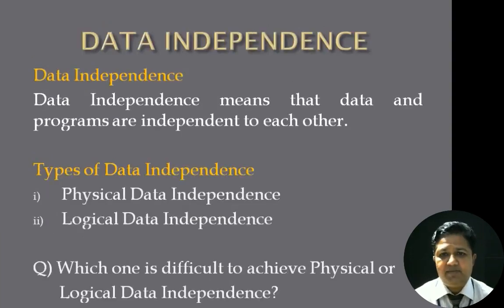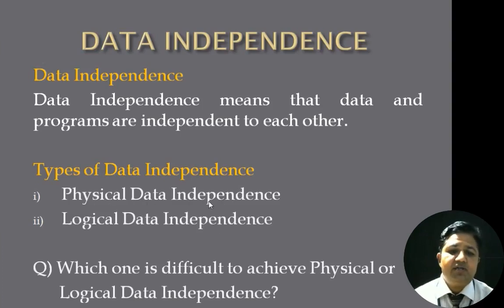Next is data independence. Data independence means that data and programs are independent of each other, meaning we can move the data or program without any need to make any alteration in the program. It depends upon data abstraction, where we have already discussed the physical, logical, and view levels. There are two types of data independence. Number one is called physical data independence, and number two is called logical data independence.